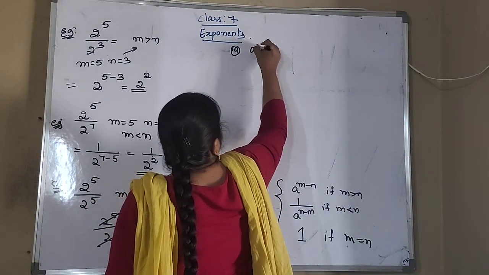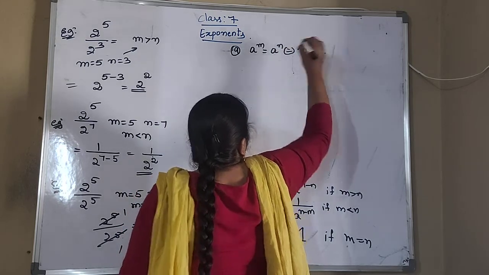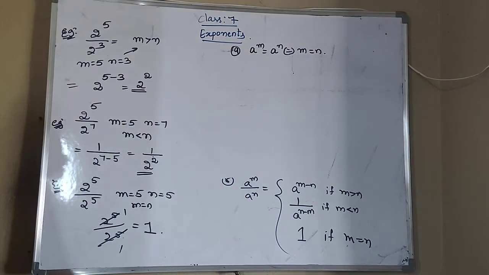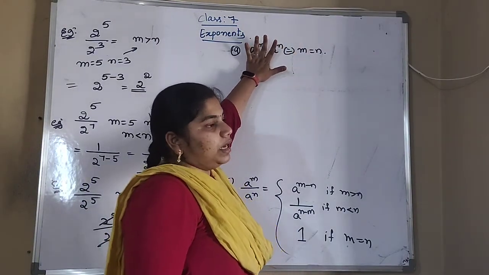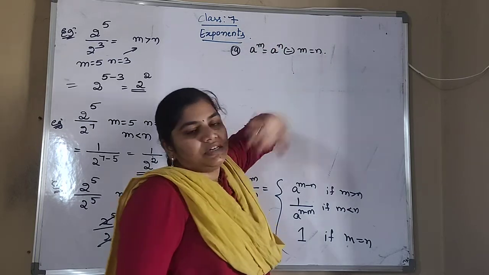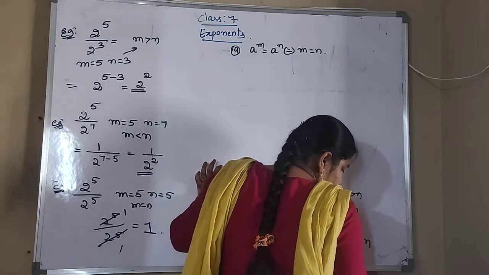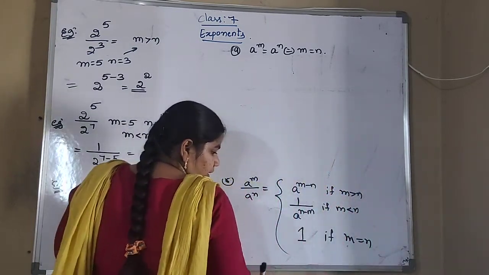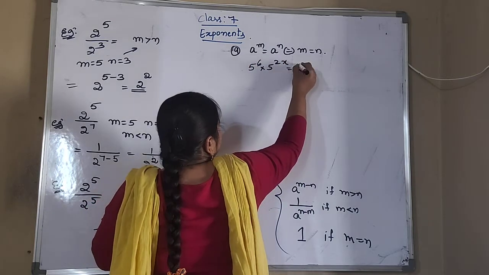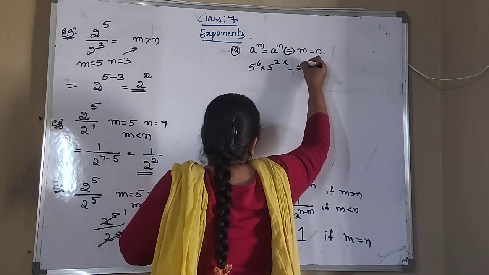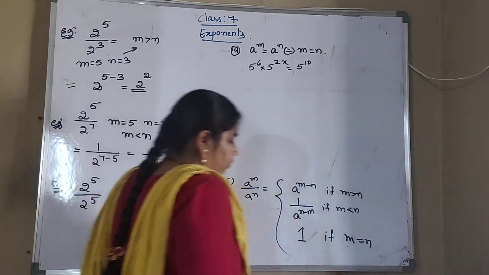So what is that formula? That is a power m equals a power n gives rise to m is equal to n. Whenever a power m and a power n are equal, then we will equate the powers, that is m is equal to n. So we will take one example for this. I am taking 5 power 6 into 5 power 2x is equal to 5 power 10.